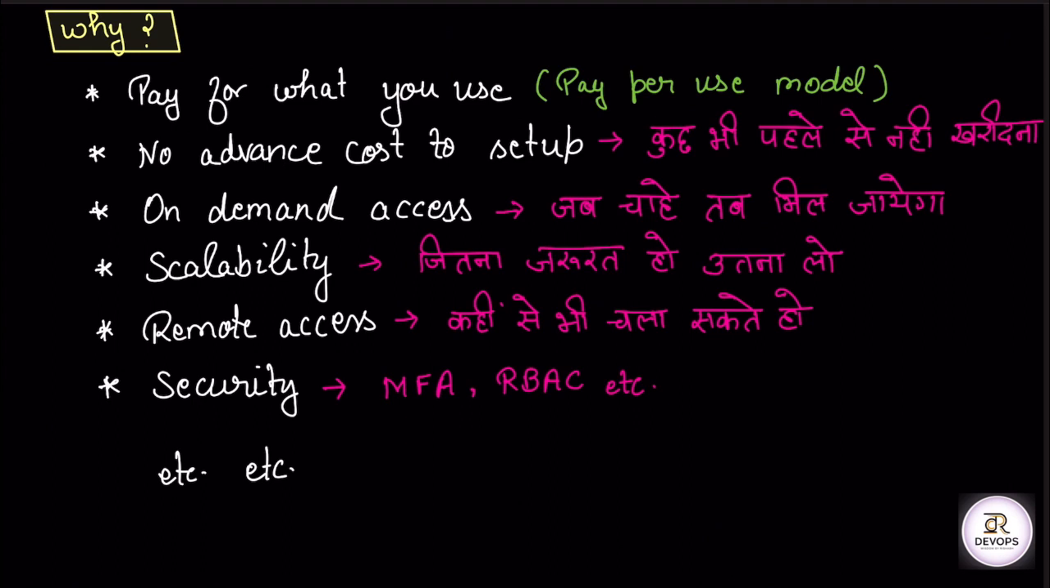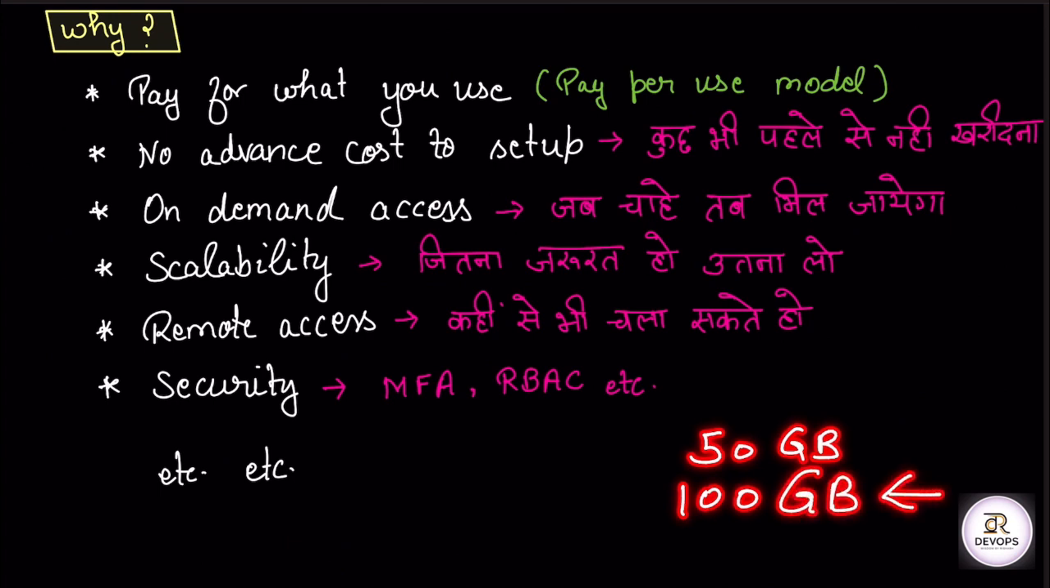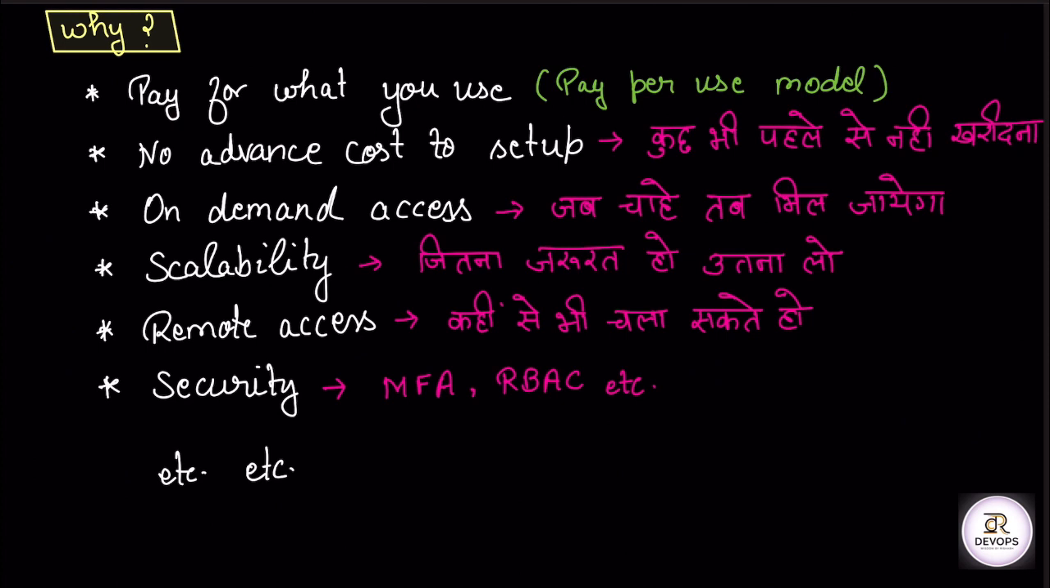So let's see why we should use cloud. Here you can see for cloud, we need to pay for what we use. This is also called the pay per use model. In the pay per use model, if I am using 50 GB of storage, then I need to pay only for that. If I am using 100 GB of storage, then I need to pay only for that. I don't need to pay any extra, etc. No advance cost to set up.